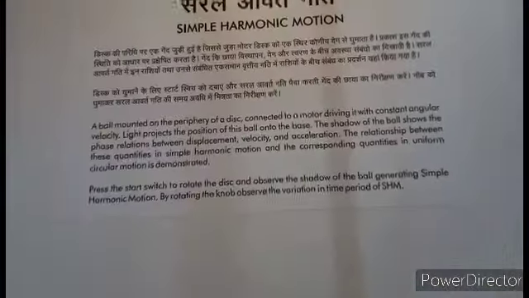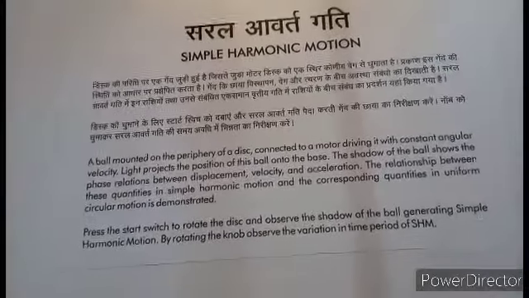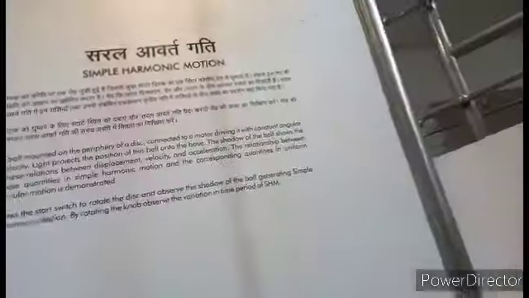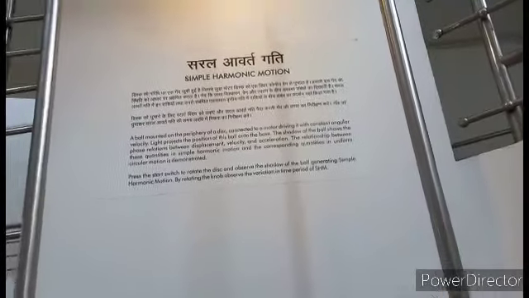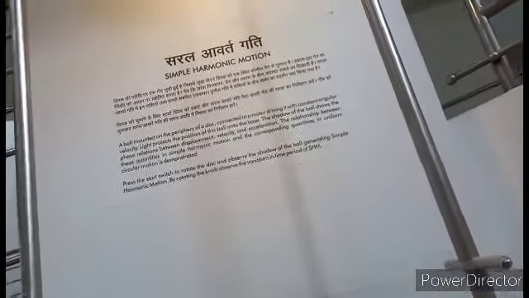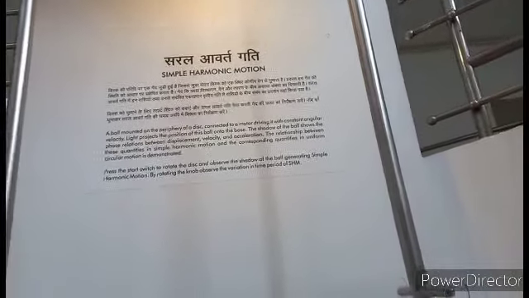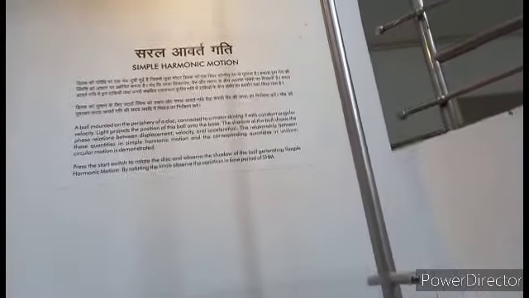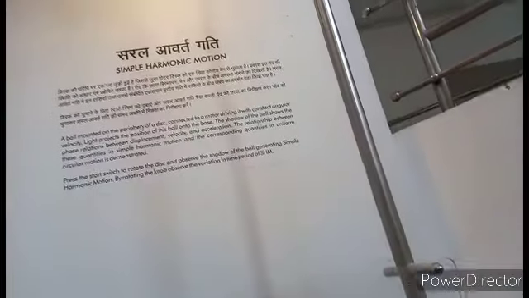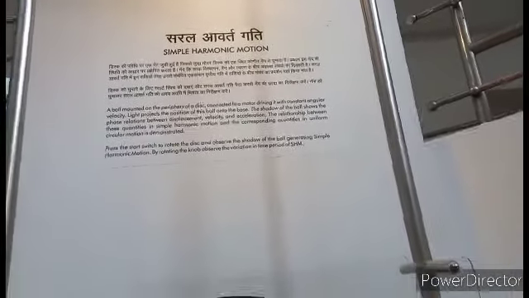It's like a peripheral of a disc. It's connected to the motor driving with a constant angular velocity. As you can see, the light projects the position of this ball onto the base. The shadow of the ball shows a phase relation with displacement, velocity and acceleration. The relationship between these quantities in a simple harmonic motion and the corresponding quantities in uniform circular motion is demonstrated.